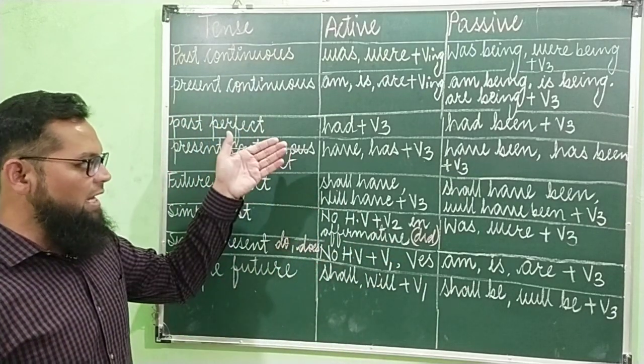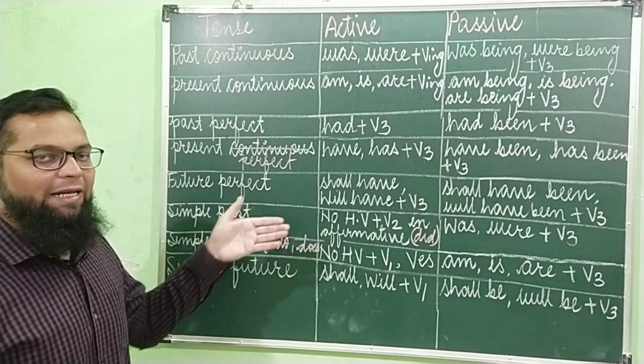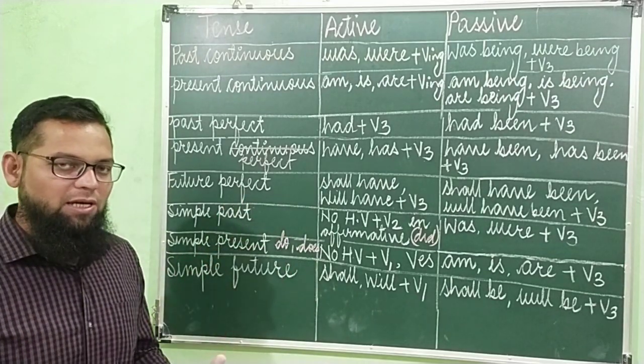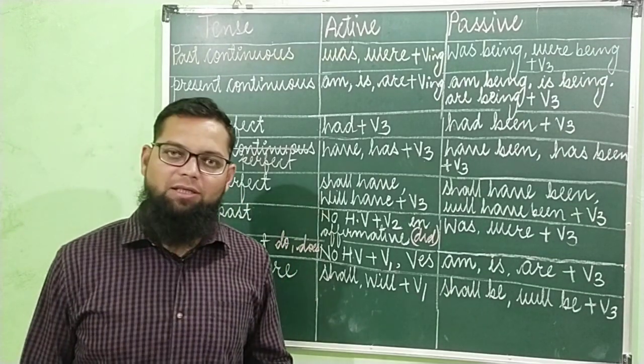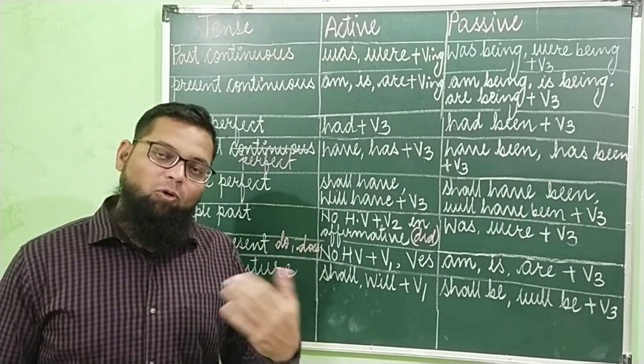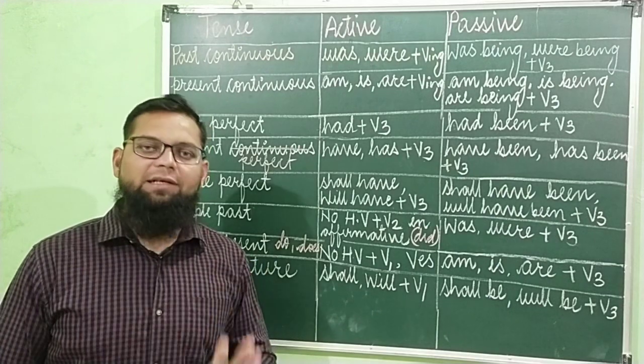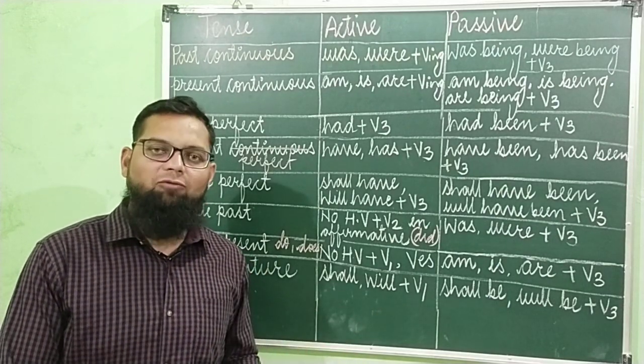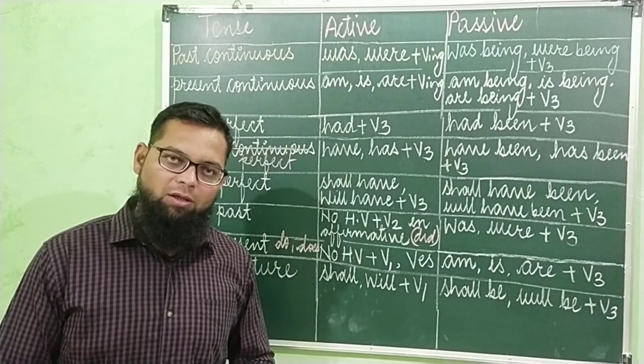How many tenses have I written here? 8 tenses. And how many tenses are there? 12 tenses हैं। यहाँ पर मैंने सिर्फ 8 tenses mention किए। So there are 4 such tenses, 4 ऐसे tense हैं जो active voice में ही रहेंगे, वो passive में convert नहीं होते हैं.